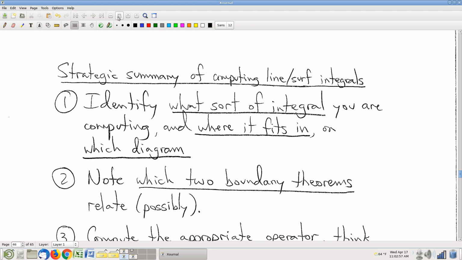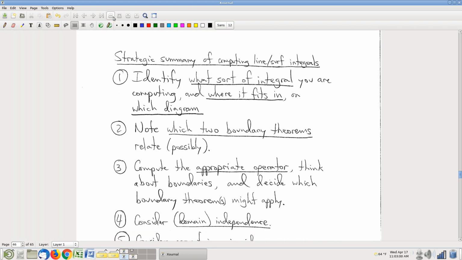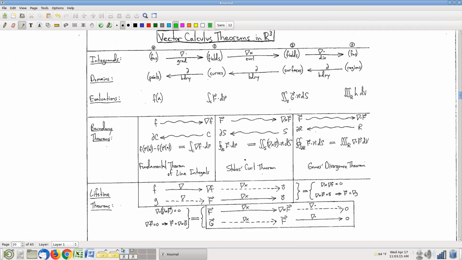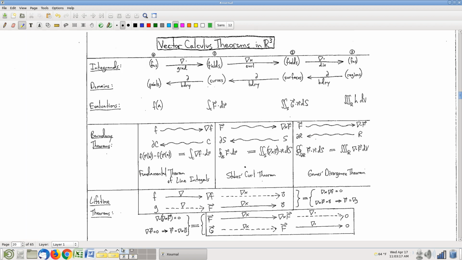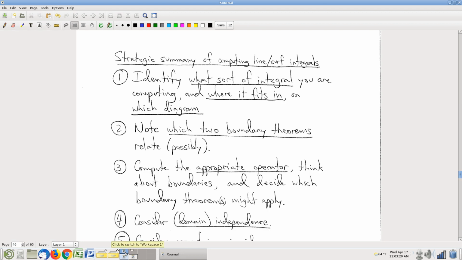Alrighty, now let's talk about computation. After all, that's one of the big things that we do in this class: we compute stuff. How do you use all these theorems to compute stuff? There's a pattern. I want to encourage you all to use this pattern as much as possible. It's all about using the diagram in the most convenient way. So step one, figure out what you have been asked to compute, and where that shows up on which diagram. Figure out where you are.